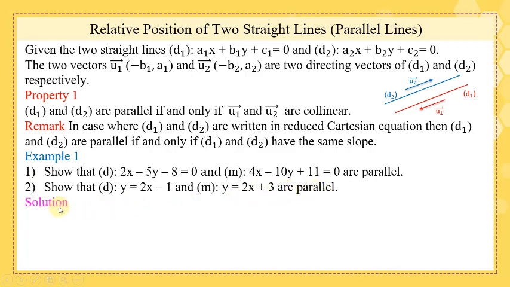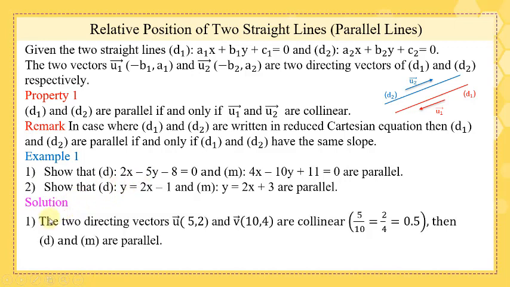Solution. As for part 1, let us find the directing vectors of D and M, since D and M are written in their Cartesian form. The two directing vectors U(5, 2) and V(10, 4) are collinear vectors, since 5 over 10 is equal to 2 over 4, which is equal to 0.5. Then D and M are parallel.